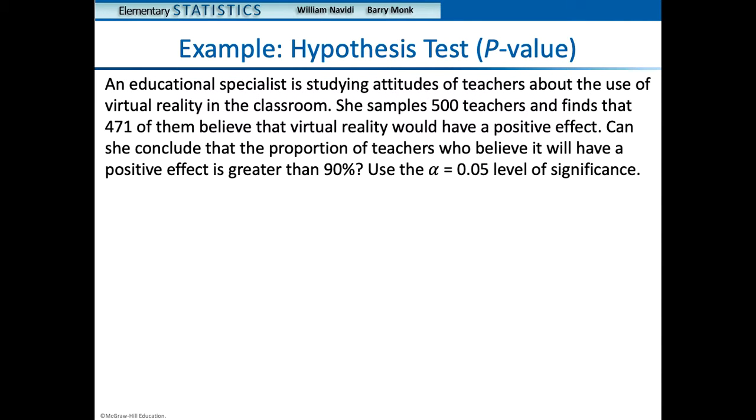So let's come back to our example. An educational specialist is studying attitudes of teachers about the use of virtual reality in the classroom. She samples 500 teachers and finds that 471 of them believe that virtual reality would have a positive effect. Can she conclude that the proportion of teachers who believe it will have a positive effect is greater than 90%? We use the 0.05 level of significance.